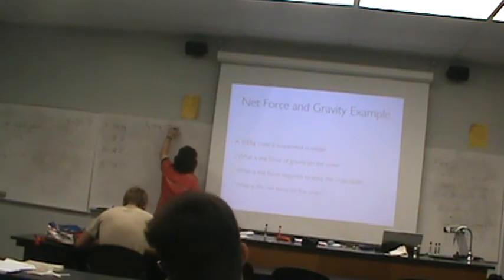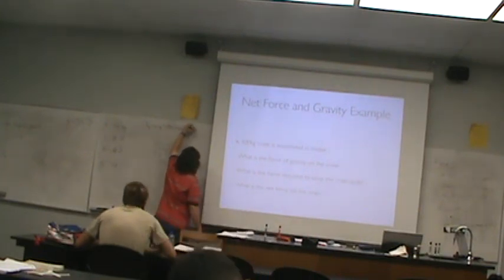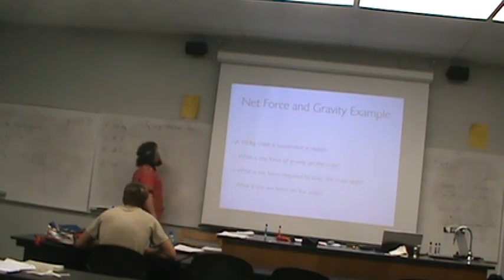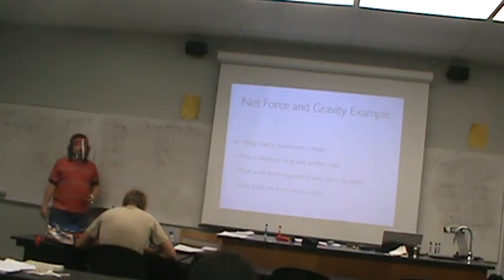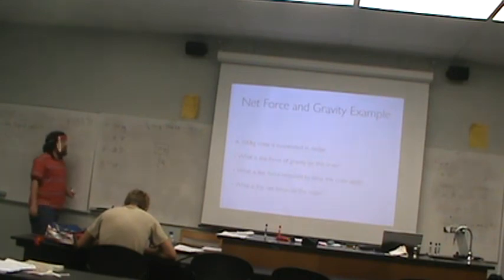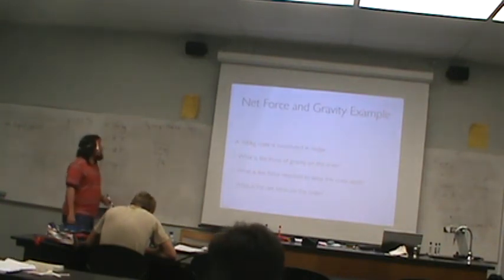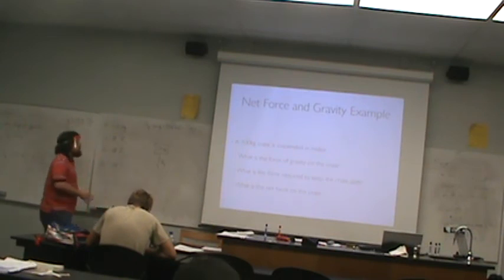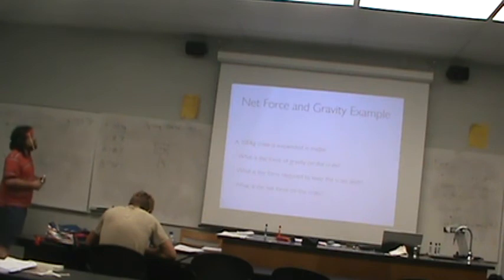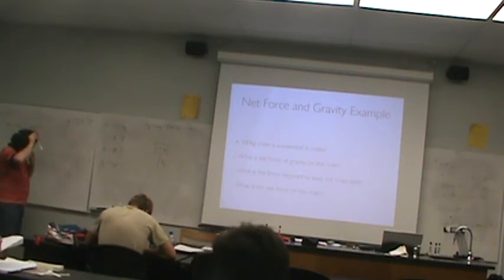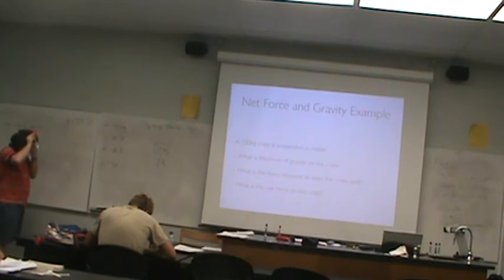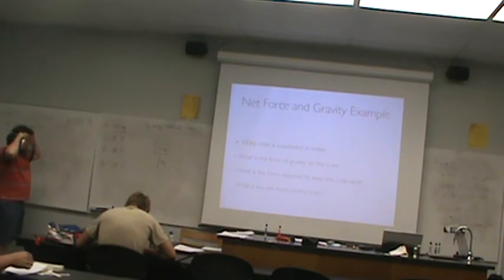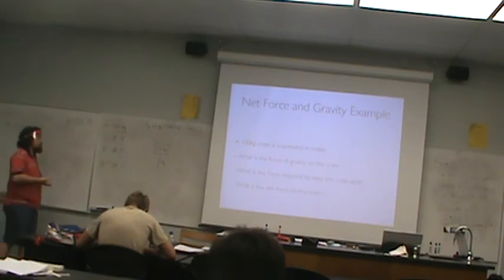So our final answer should be negative 980 newtons. Negative just means downwards. And that is the weight of the box. The box is not actively falling, but it still has a weight. That's the first thing we're asked for.